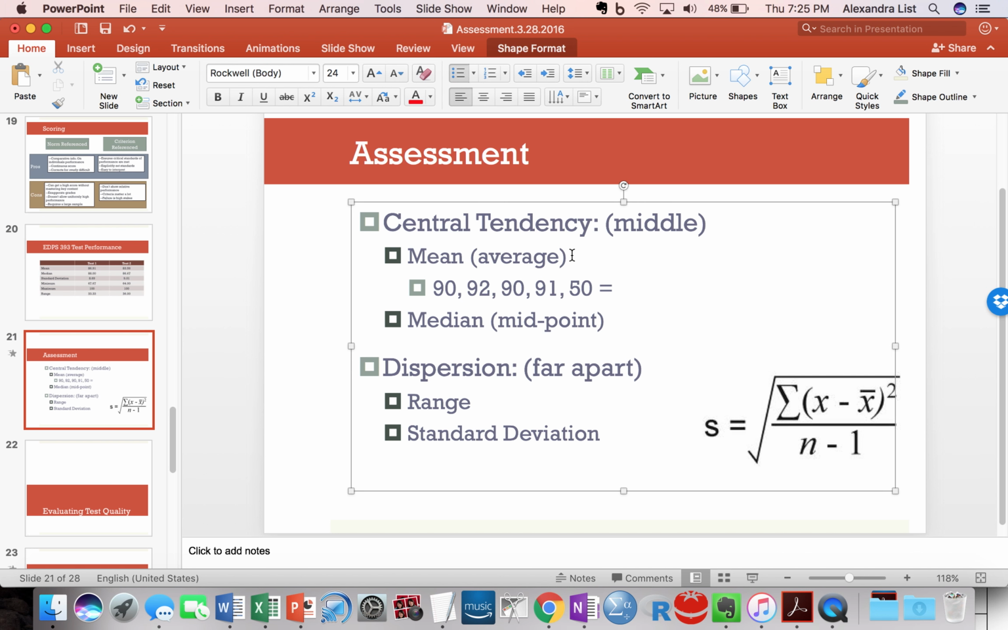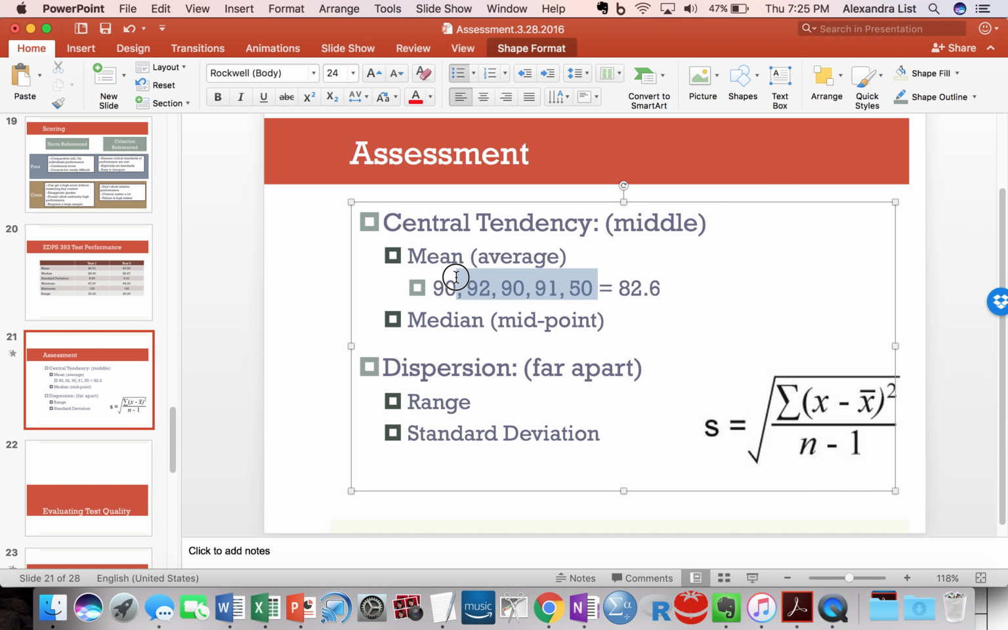So let's find what the average is going to be. I'm going to do that very quickly on my calculator. So I'm adding up 90 plus 92 plus 90 plus 91 plus 50. And that equals 413, and I'm dividing it by 5, which gives me an average of 82.6.